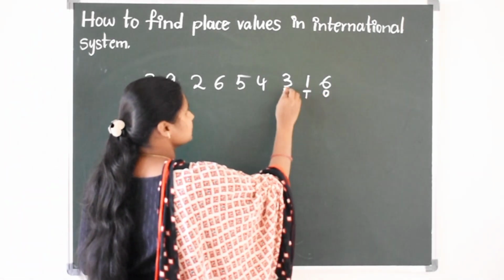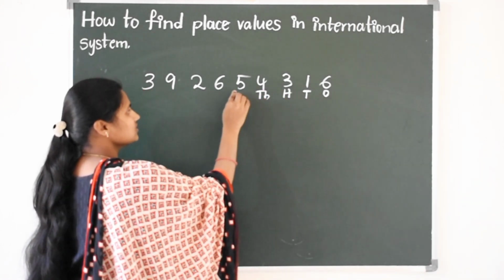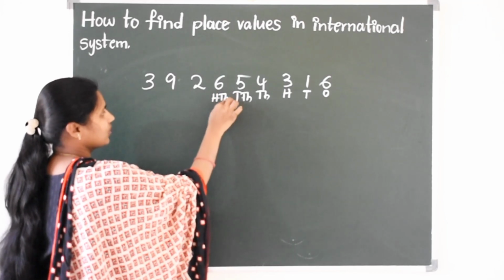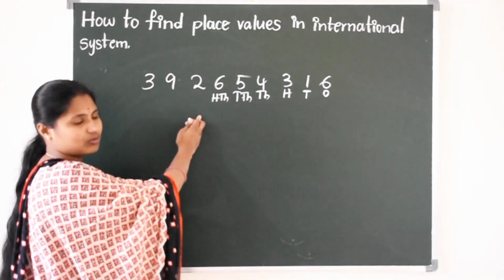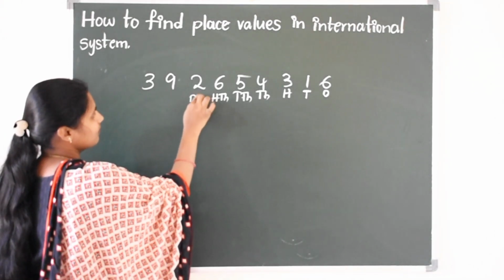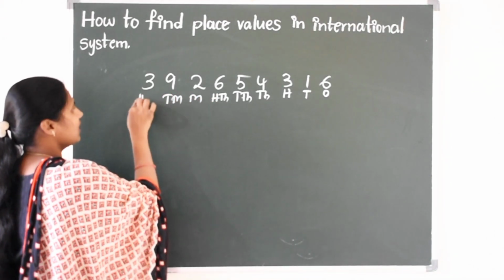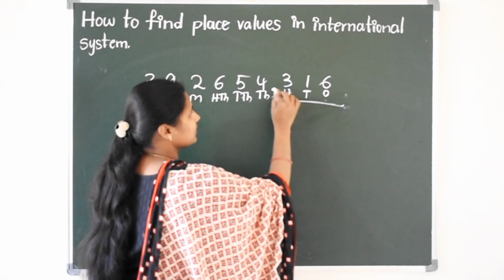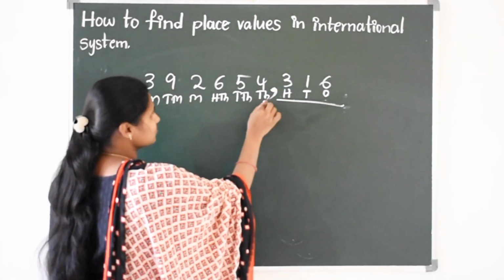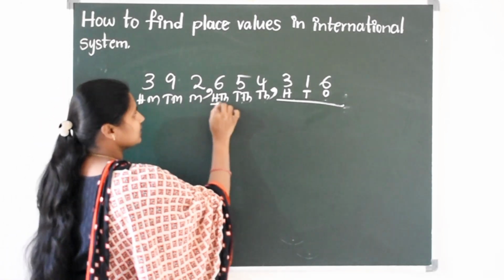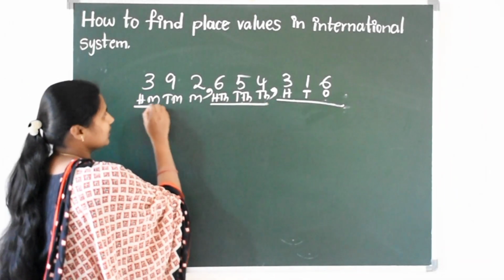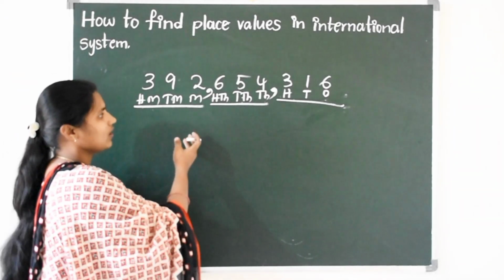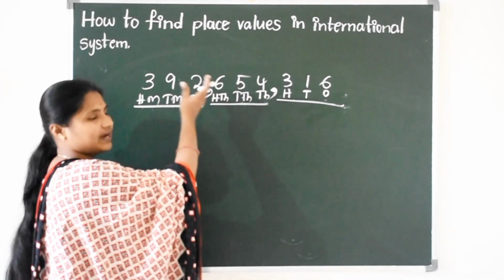Ones, tens, hundreds, thousands, next 10,000s, next 100,000s. Don't write lakhs, this is the international system. So 100,000s. Next millions, 10 millions, 100 millions. Ones, tens, hundreds make the ones period. Thousands, 10,000s, 100,000s make the thousands period. Millions, 10 millions, 100 millions make the millions period. So here we have three periods: ones period, thousands period, and millions period.